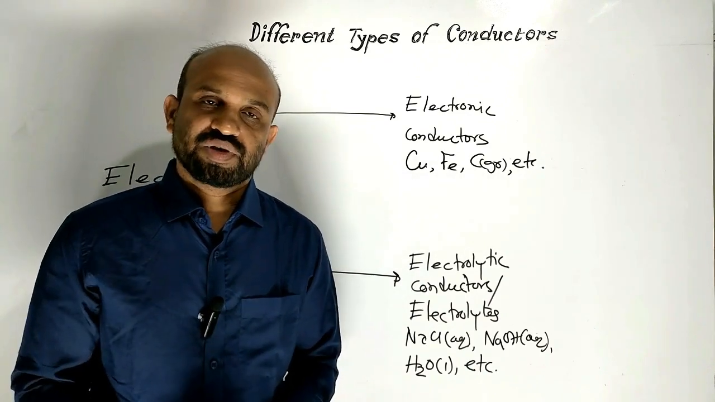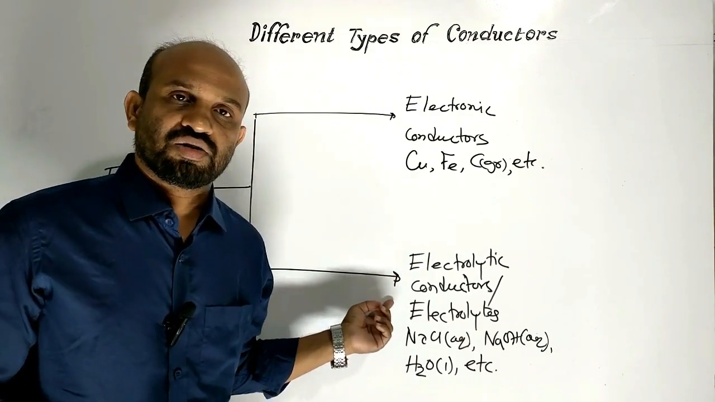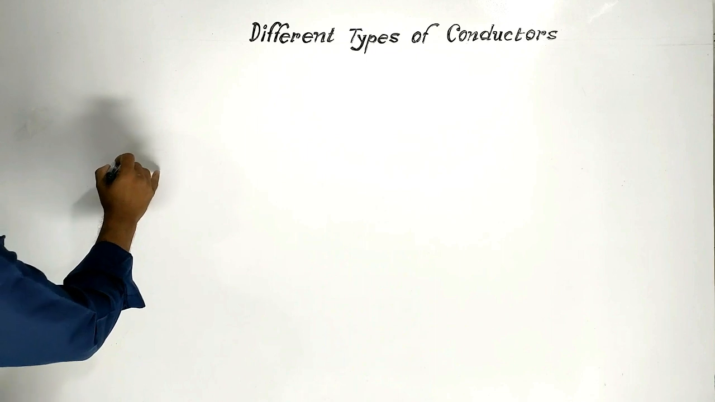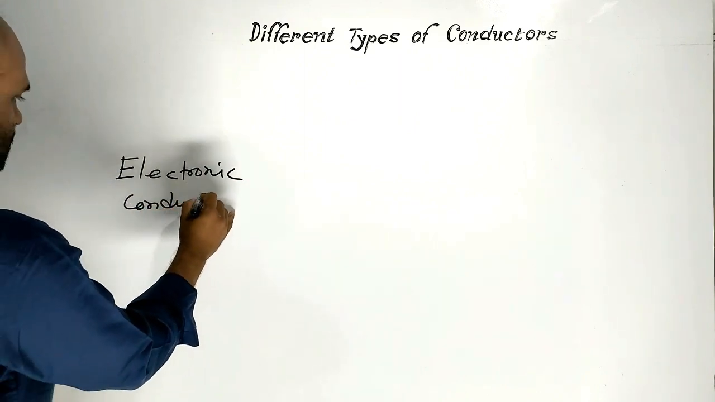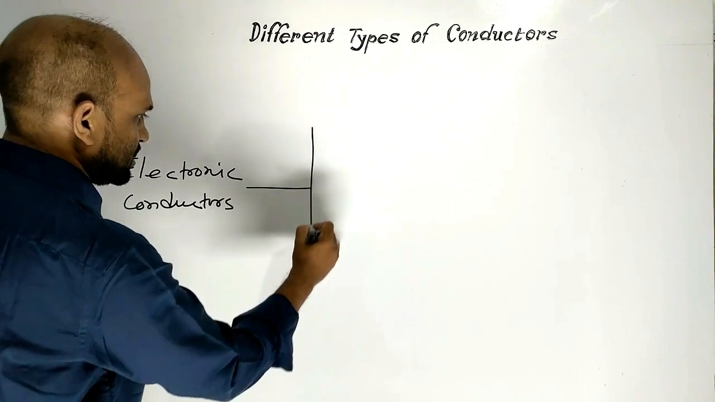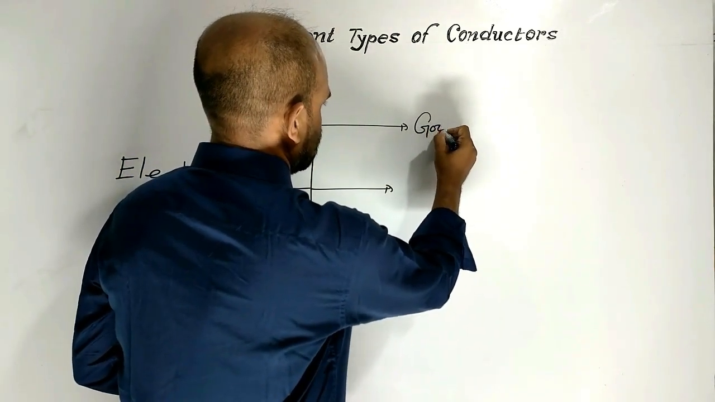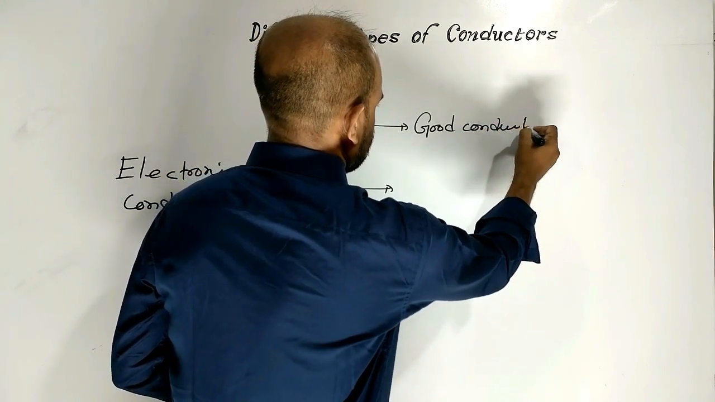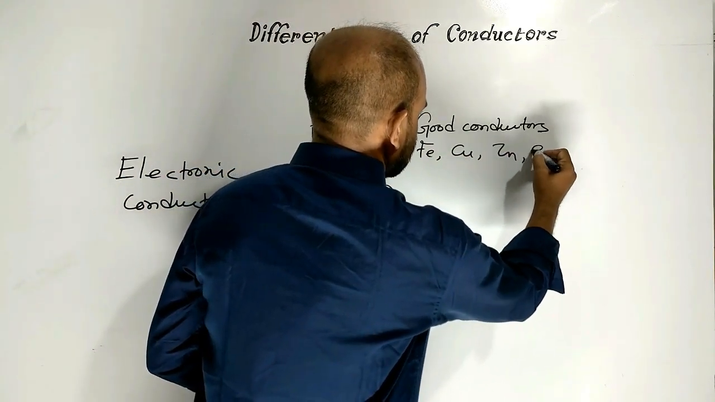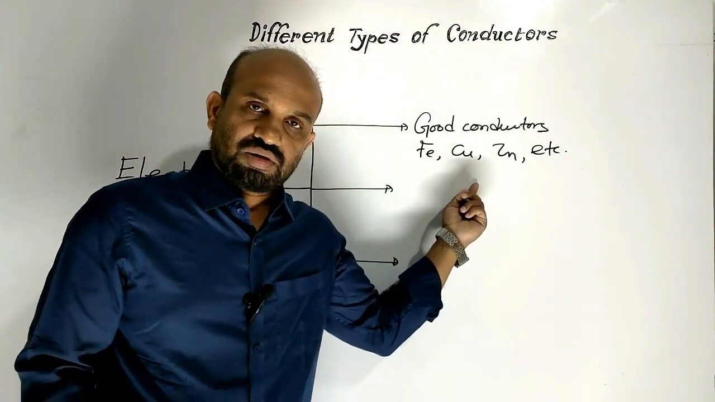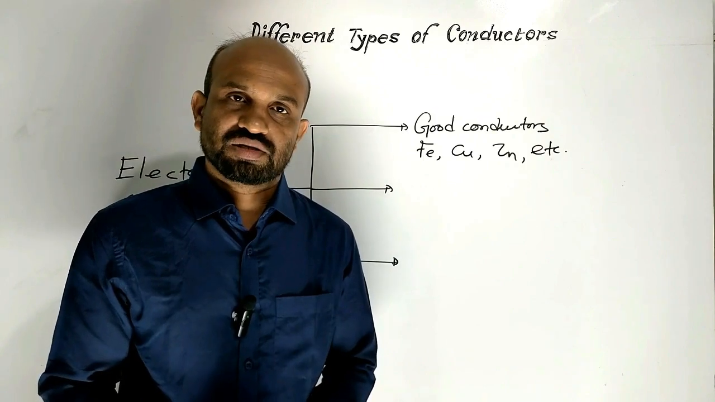Now let us see classification of electronic conductors, and then we will see classification of electrolytic conductors. Classification of electronic conductors. Electronic conductors are classified into three groups. One is good conductors. For example, iron, copper, zinc, etc. Good conductors are the conductors through which electricity can pass easily. Those conductors are known as good conductors.